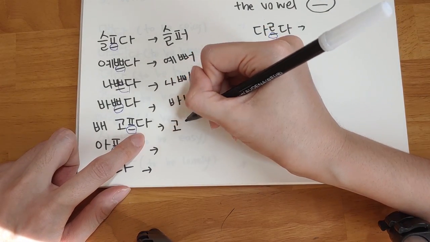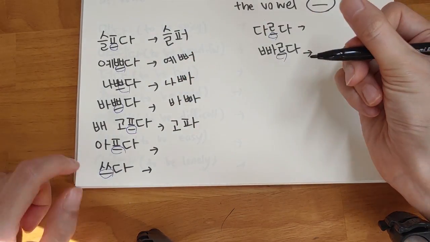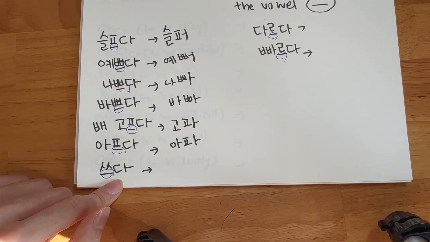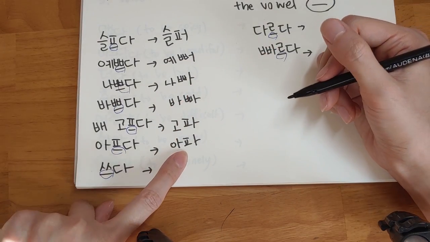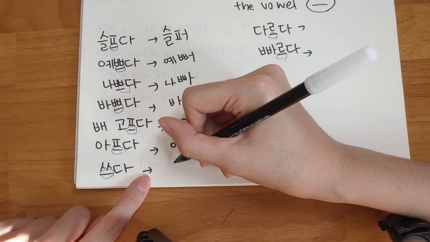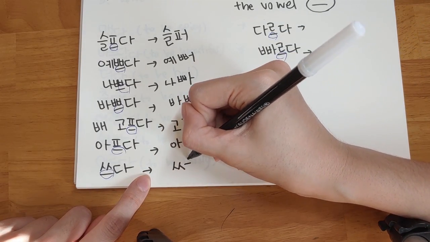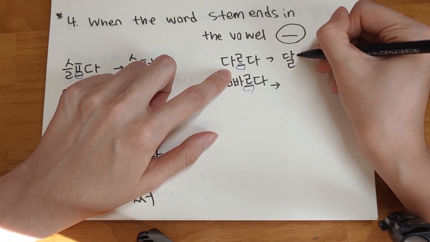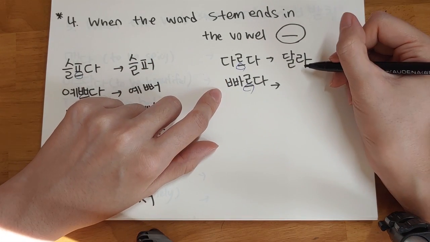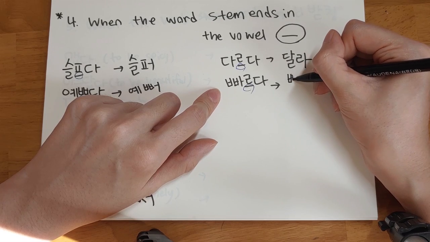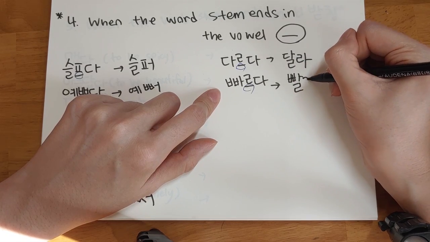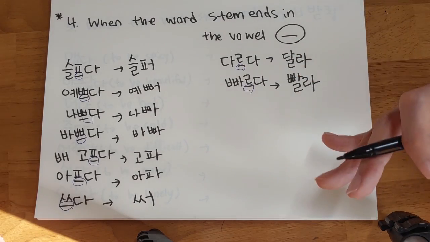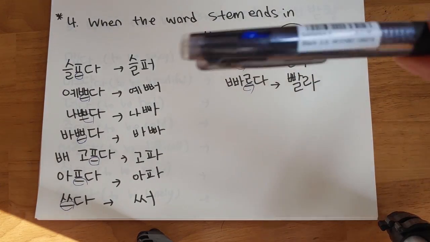배고프다 becomes 배고파. 아프다 becomes 아빠. Sorry, 아파. 쓰다 becomes 써 again. 다르다 becomes 달라. What? This is so different, right? And 빠르다 becomes 빨라. So what exactly is the rule, you may ask? And that's a very, very good question.